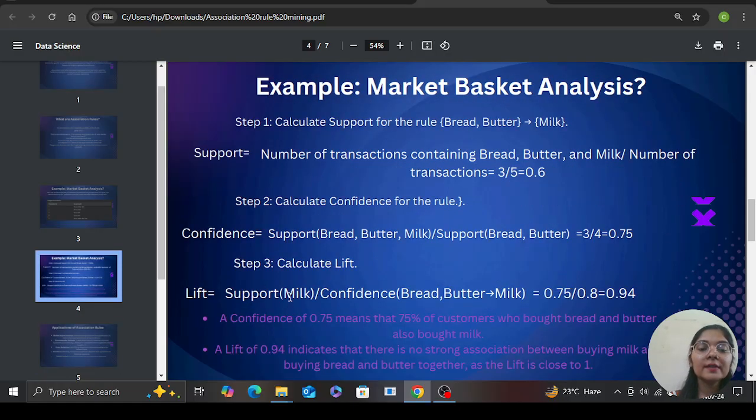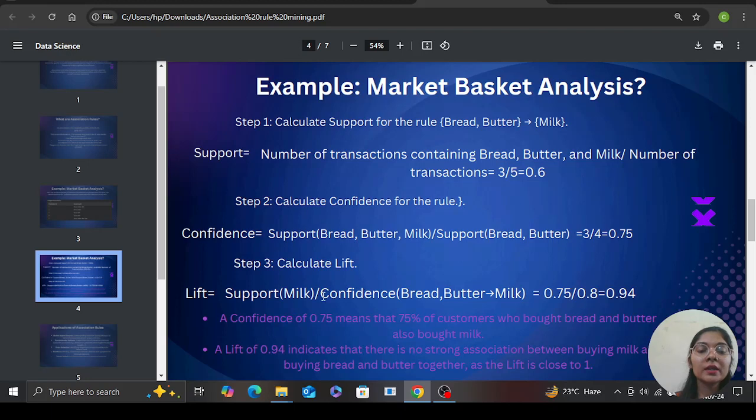The formula for lift is support of milk upon confidence. So what was the value of confidence? 0.75. And what was the value of support of milk? On calculating the lift, we will get the value 0.9.